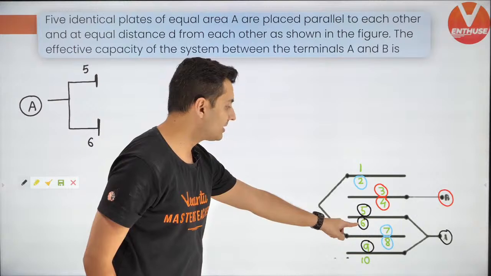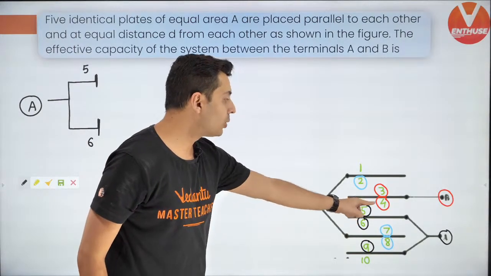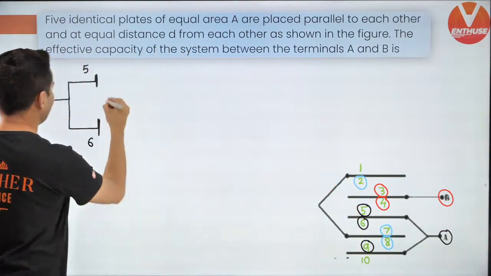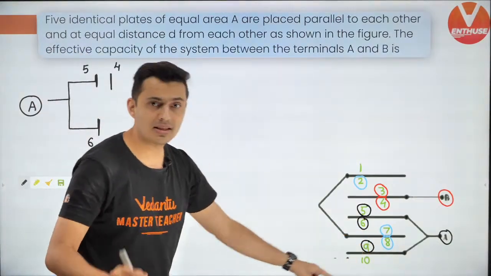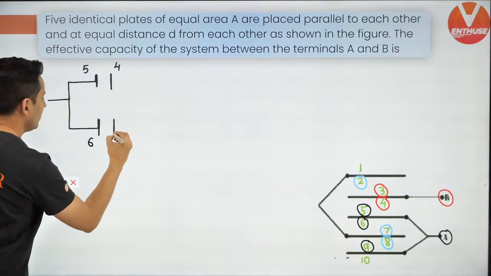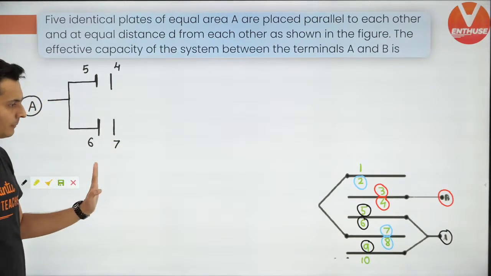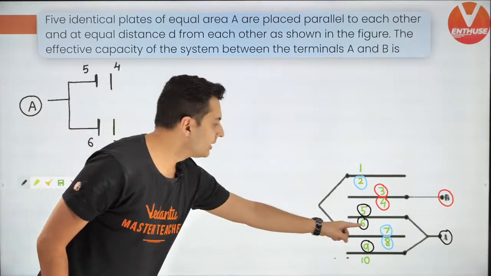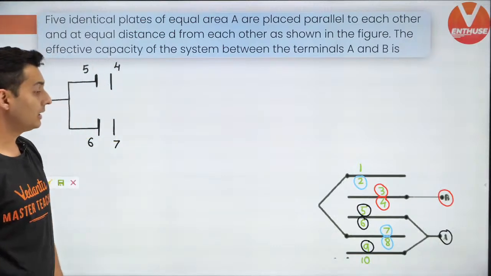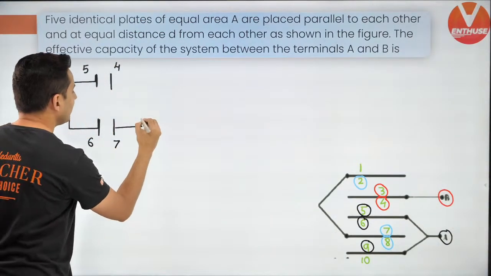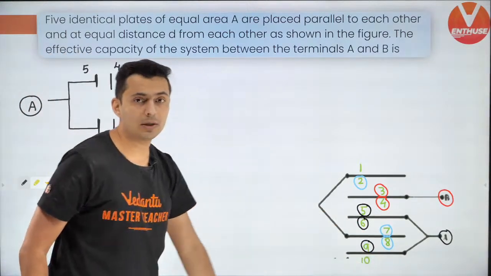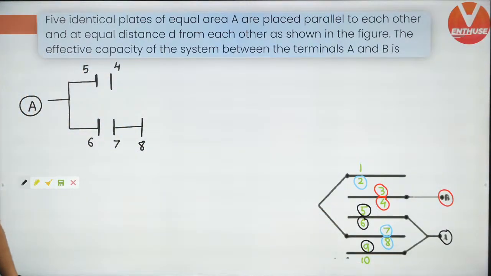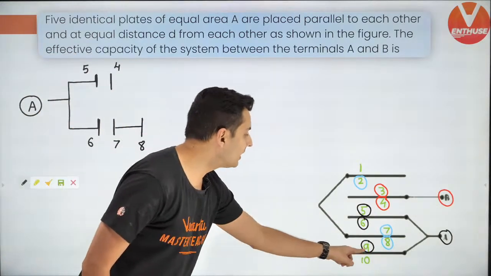This is at surface number 6. Opposite to 5, who is there? 4. So show that. Opposite to 6, who is there? 7. So this is 7. Done. Now think about it. 7 and 8 are connected to each other. Interesting. Same potential, you can see that 7 is directly connected to 8.